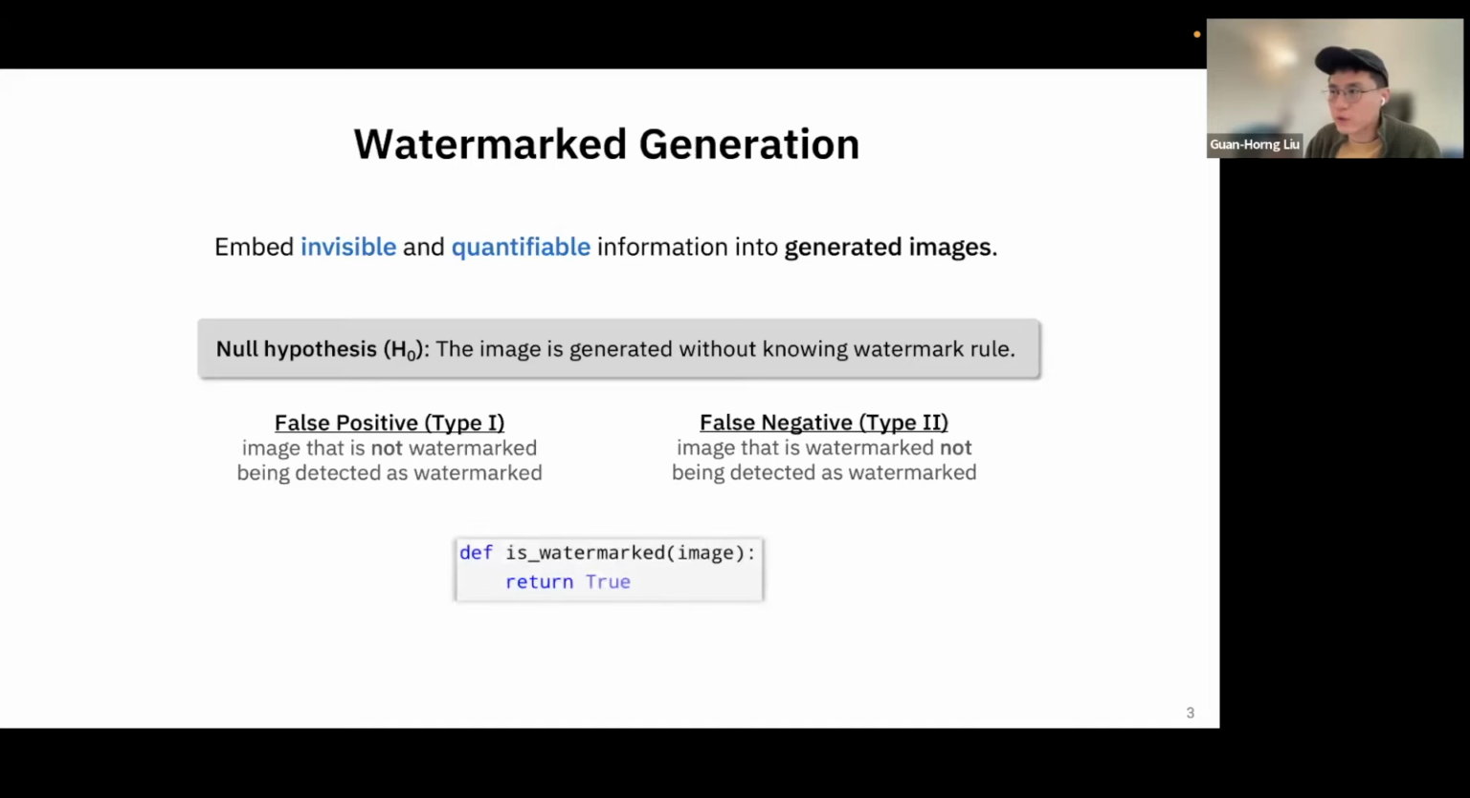And these two sources of error are not the same. So imagine that we have a dumb Python program that always reports a watermark for every single image. Then obviously this detection system will induce zero false negative error because all images are reported as watermarked. However, this classifier will perform poorly on false positive error because there will be lots of false alarms.